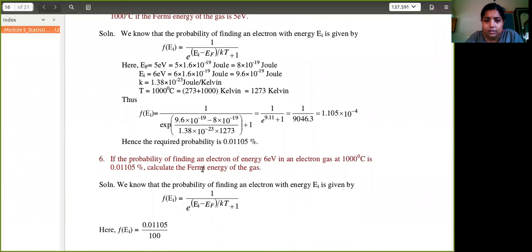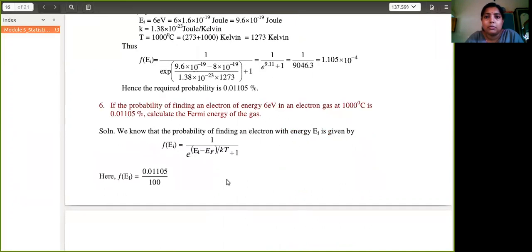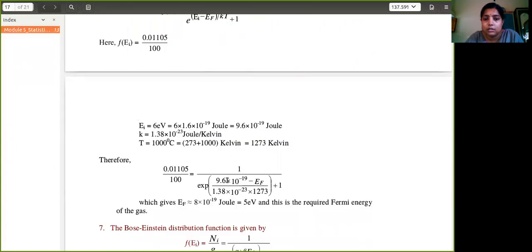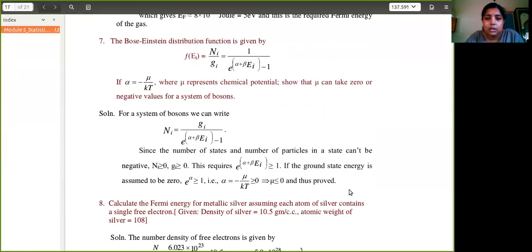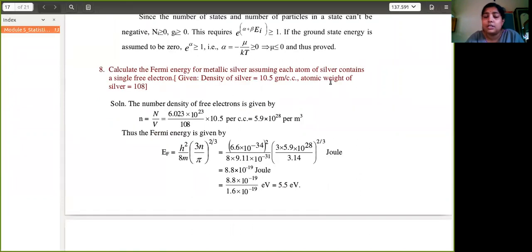Again, all the values are given. It is a reverse problem of problem number 5. So the probability is given, temperature is given, energy is given. You have to find out the Fermi energy. So 5 electron volt should be the answer. Yeah, that comes. Now, this type of problem comes in the exam.